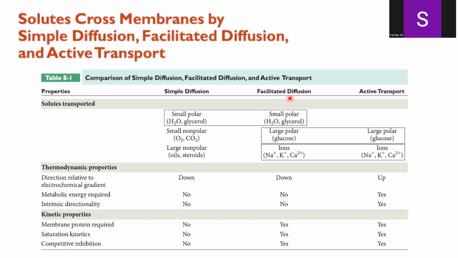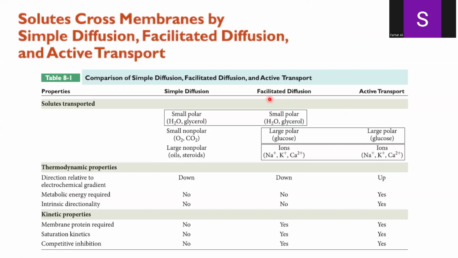Like simple diffusion, facilitated diffusion transports substances down the gradient, that is, from a region of high concentration to a region of low concentration. In this manner, the substances, the molecules, could be transported. However, this process involves the engagement of proteins. There are specific types of proteins associated with the membrane. Most of them are integral membrane proteins.